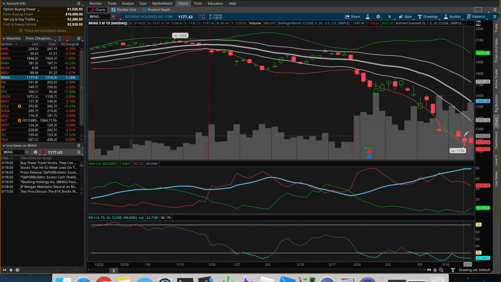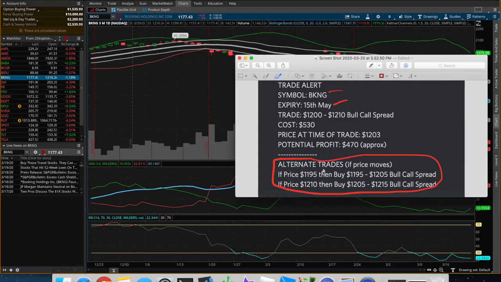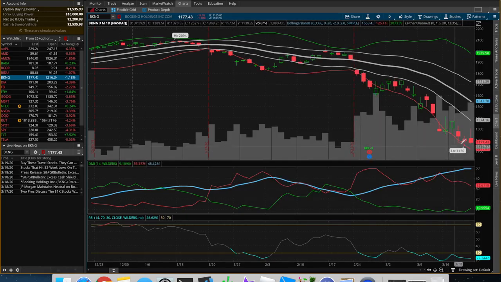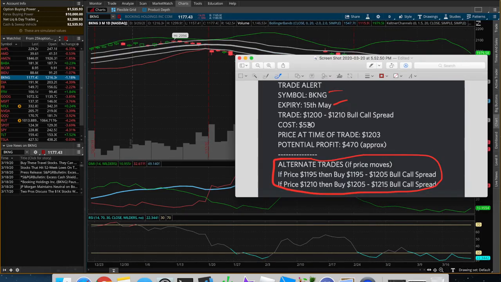So if you get the alert, and by the time you got the alert and you had a chance to put on a trade, the price has gone down, in this case, look, in the alternate trades I've mentioned only two trades. If the price goes down, then do this. Price goes up, then do this. What I want to mention here is, if the price goes down from the price that I mentioned, 1200, you can buy it at any price if it's down.